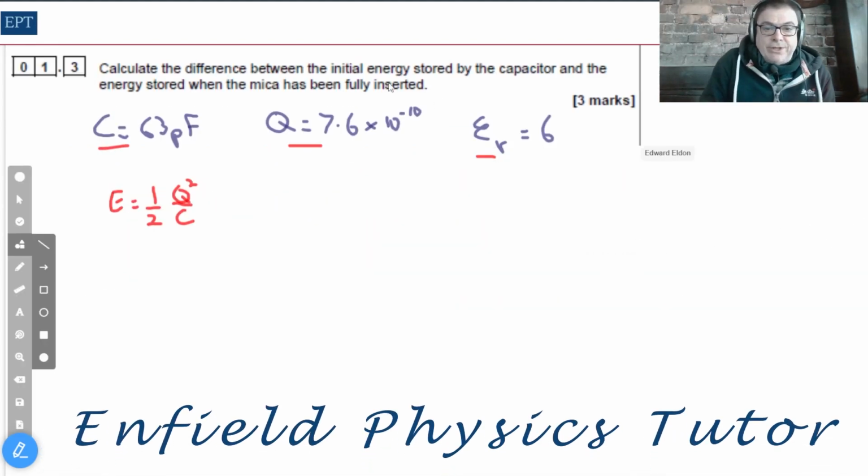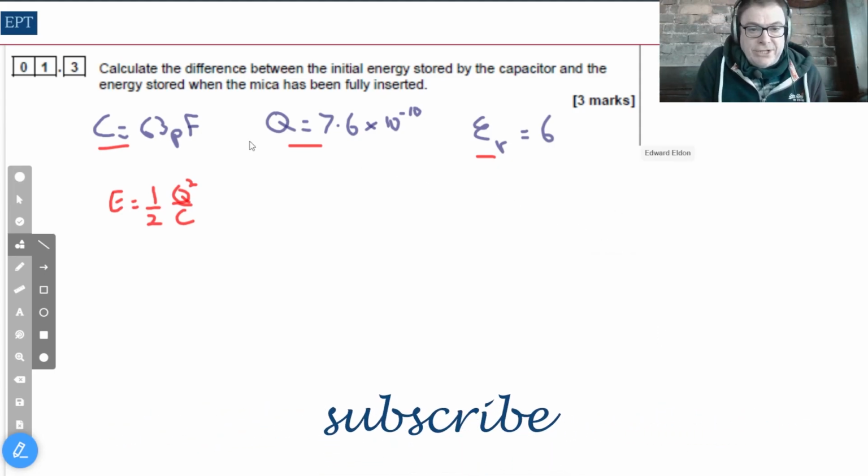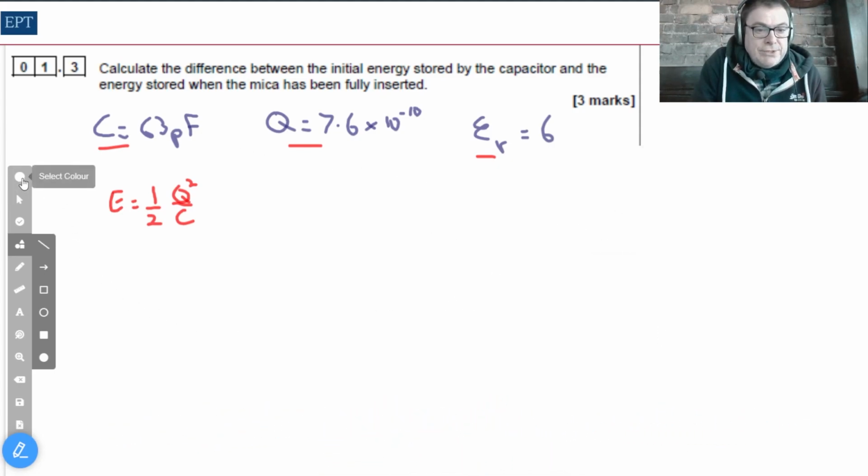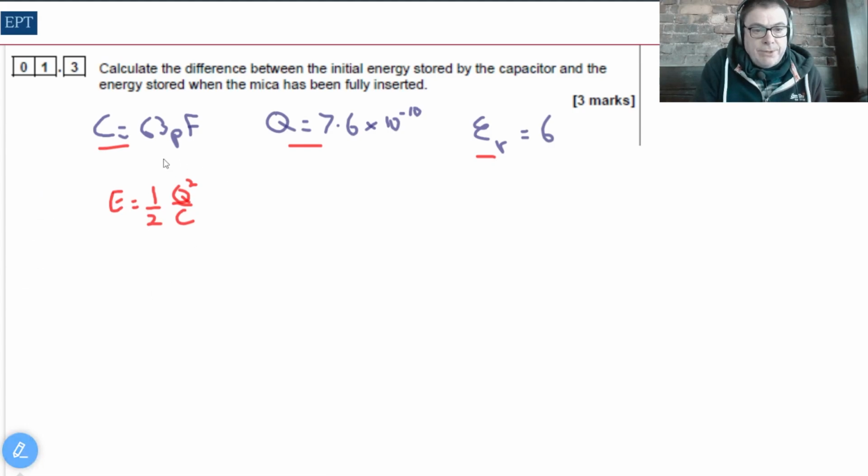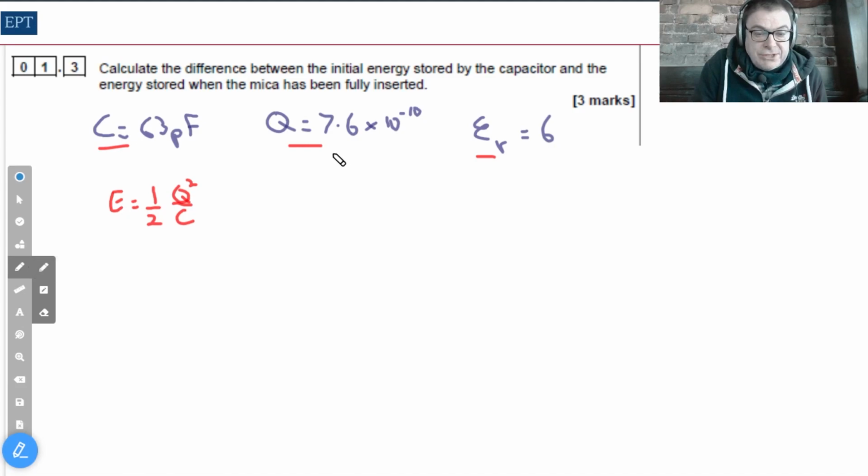Calculate the difference between the initial energy stored by the capacitor and the energy stored when the mica is fully inserted. And I've just copied over some values. So we know the initial capacitance, we know the charge, which we know is fixed because the capacitor is isolated. We know that the new relative permittivity is 6 as well.